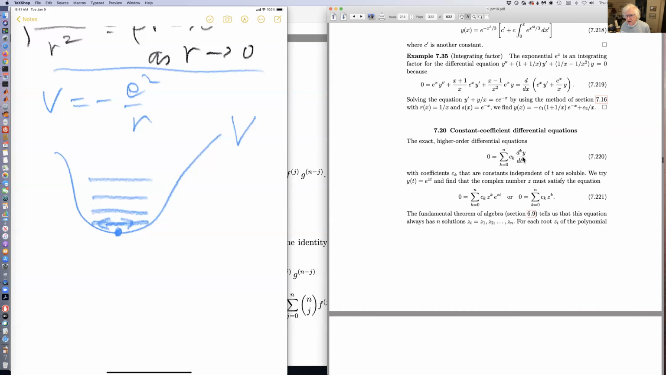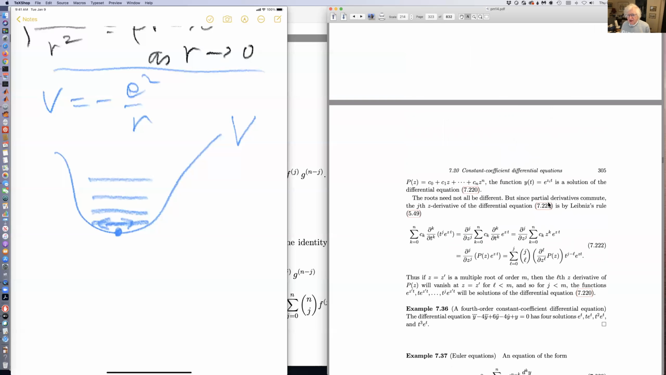Now, if these are constant coefficients, a simple way to solve it is to set y equal to e to the zt. And if you do that, when you differentiate y k times, you just get z to the k, e to the zt. You factor out the e to the zt, and then you just have a polynomial equation in z that will have n roots. In general, unless there's some funny symmetry, these roots are going to be different. And so for each root zi, you have a solution y of t is e to the zi t.